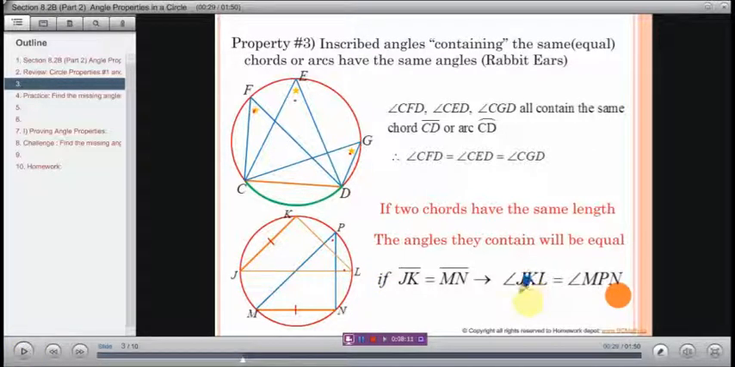Now they made a typo here. This should be KLJ. And then MPN is good. So that's our next property of angles in a circle, meaning that those two angles are equal. So if the angles come from the same chord or arc, they're equal. And if those chords don't have to be the same chord, but if those chords are equal, then the angles that they give rise to are equal. Give rise to wasn't the right phrase there, but you know what I mean.